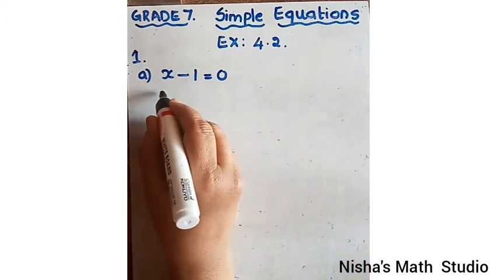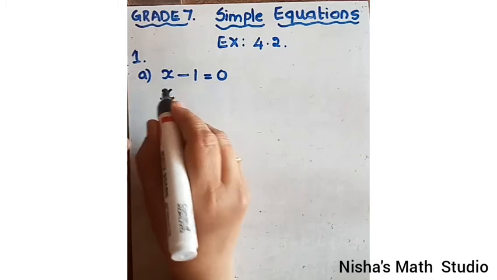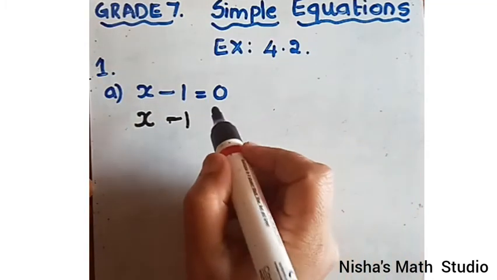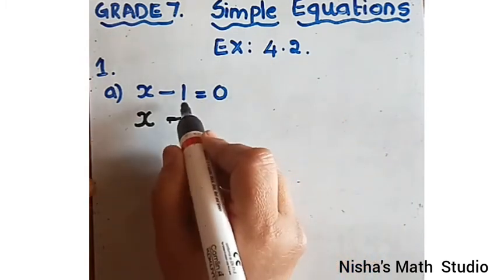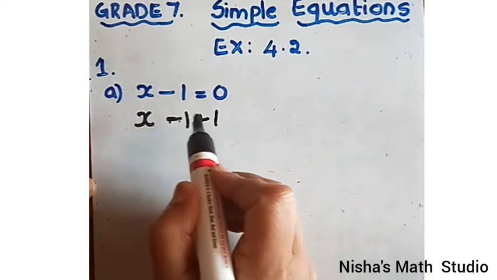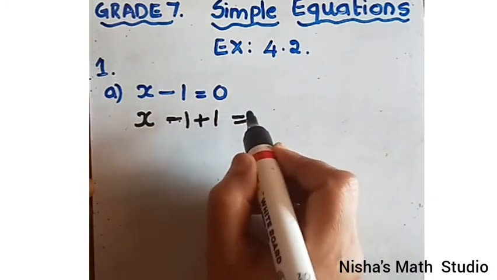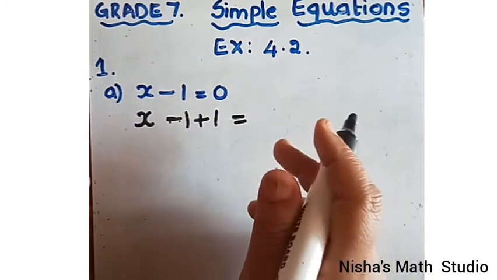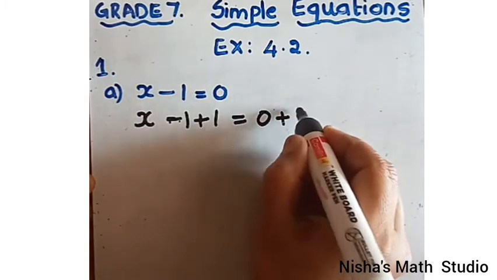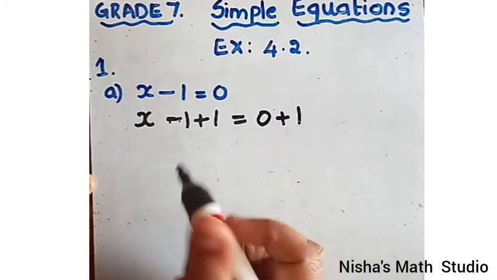Now, how do I solve this? On the left hand side, what do we have? x minus 1. In the balancing method, you have to add the inverse of it. That is, minus 1, you should add plus 1. Remember, balancing means both the sides should be balanced. So, if I add 1 here, I should also add 1 on the right hand side.